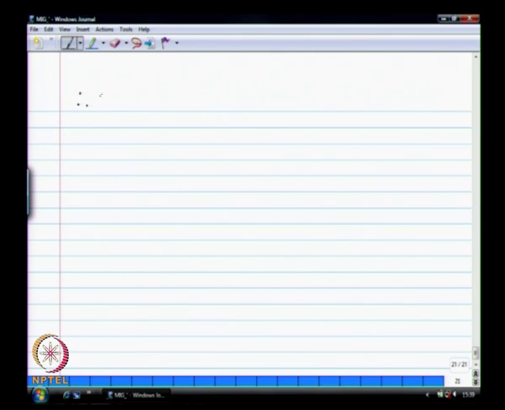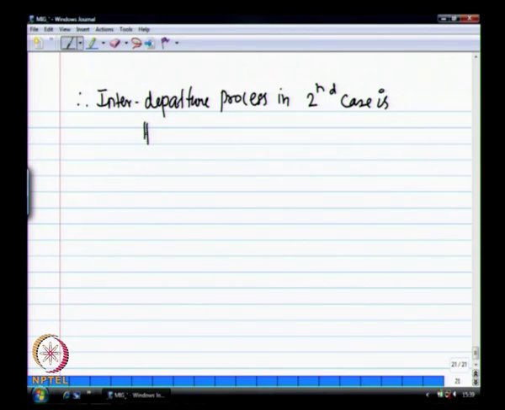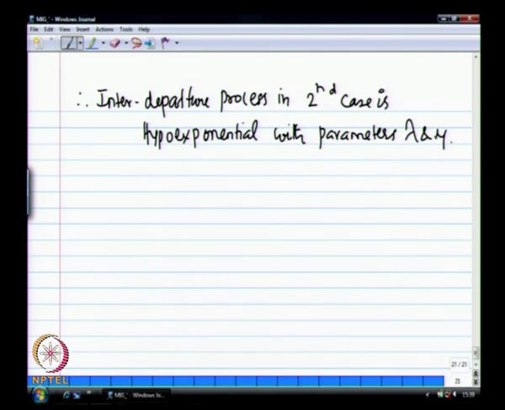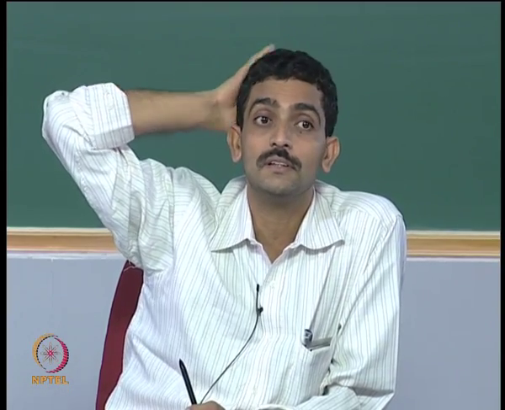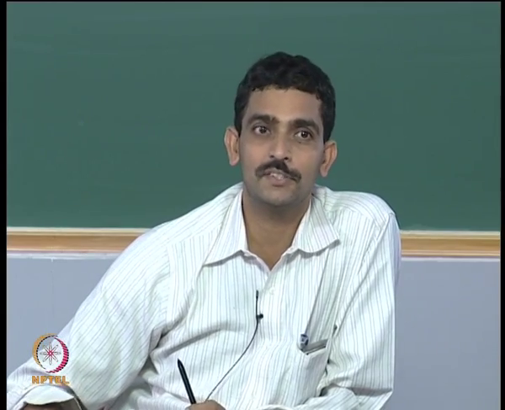So therefore the inter departure time is hypo exponential with the parameters: the first is lambda, the second is mu. Okay. So now there are two cases: one is exponential mu, one is hypo exponential with lambda and mu. So what is the probability that you will encounter exponential mu? Rho, right? Rho is the utilization, the probability the queue is always occupied.